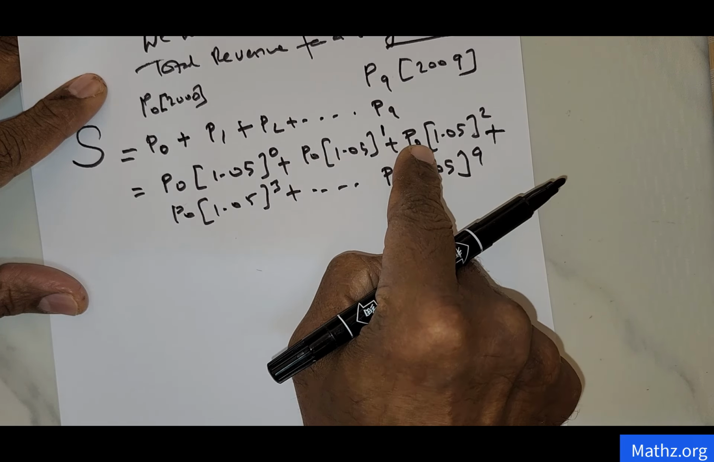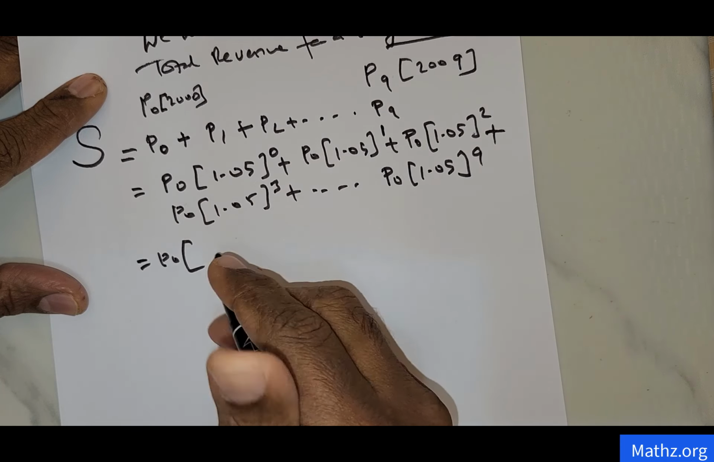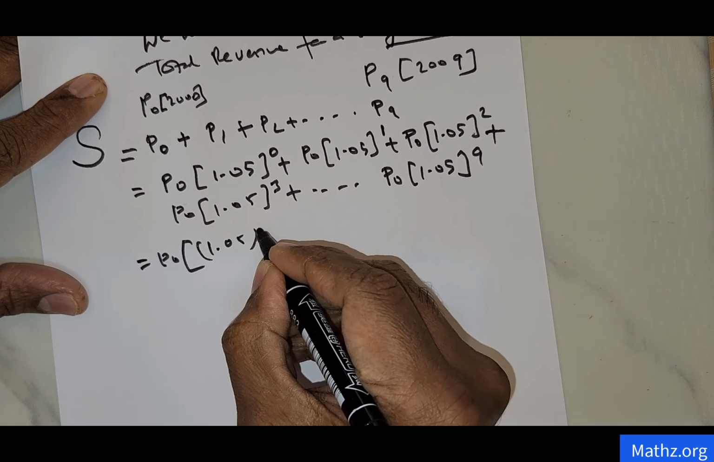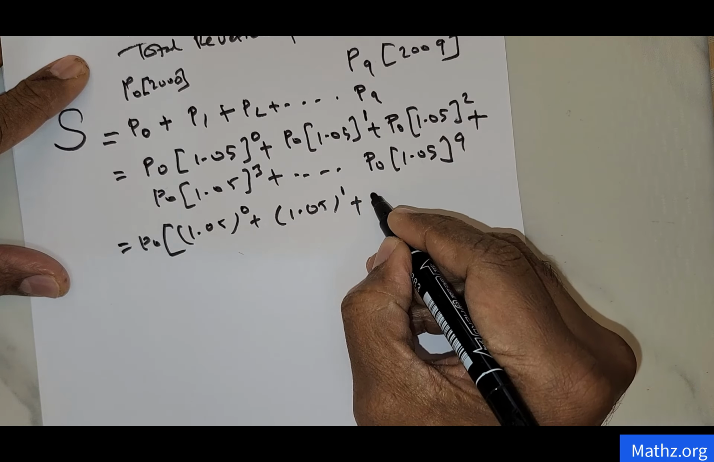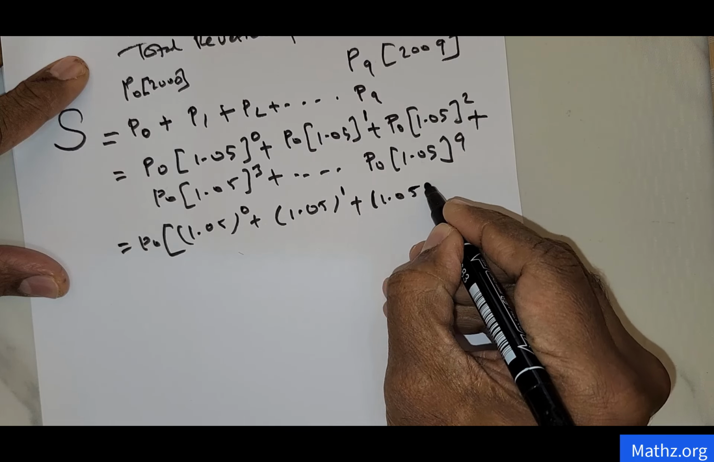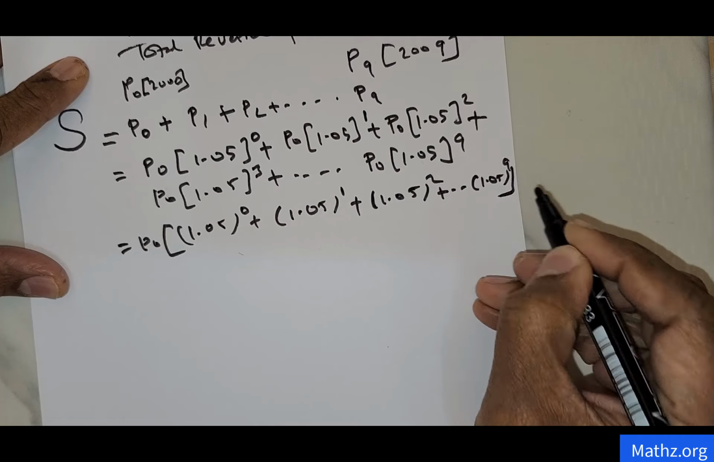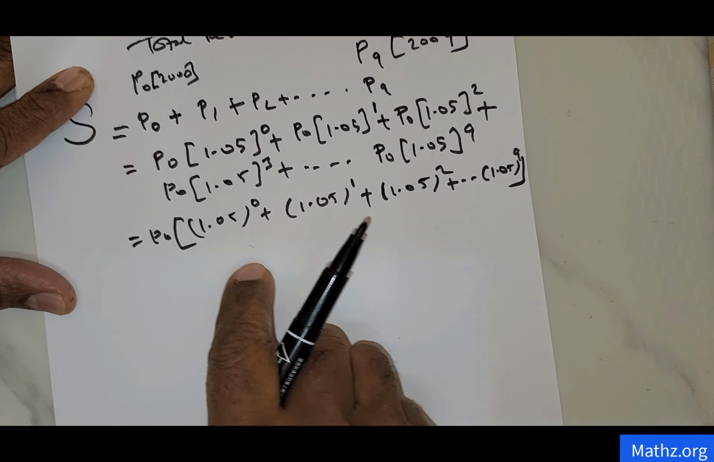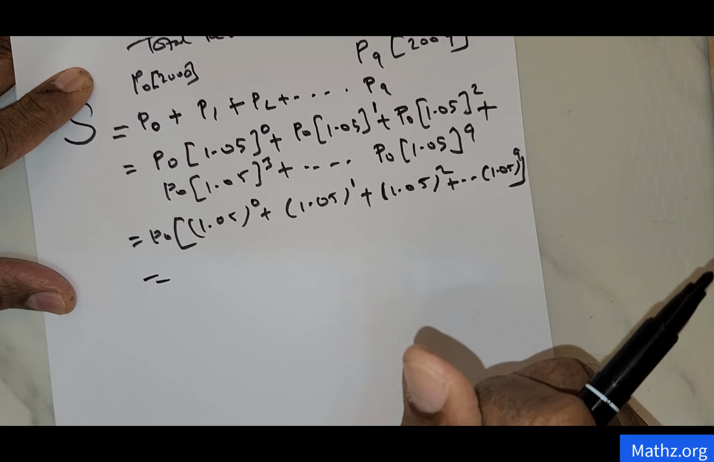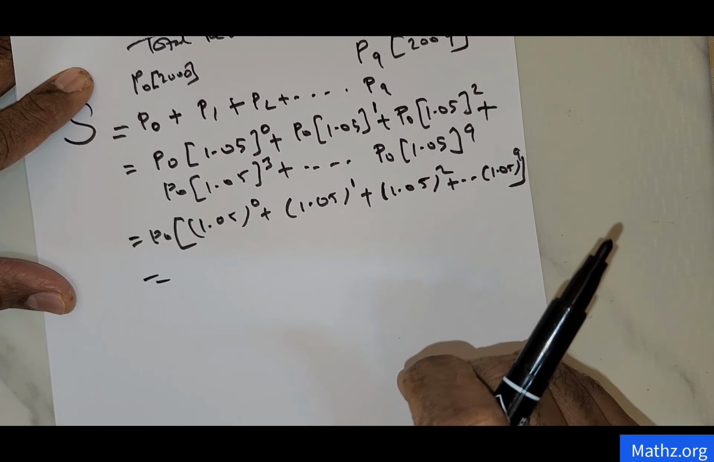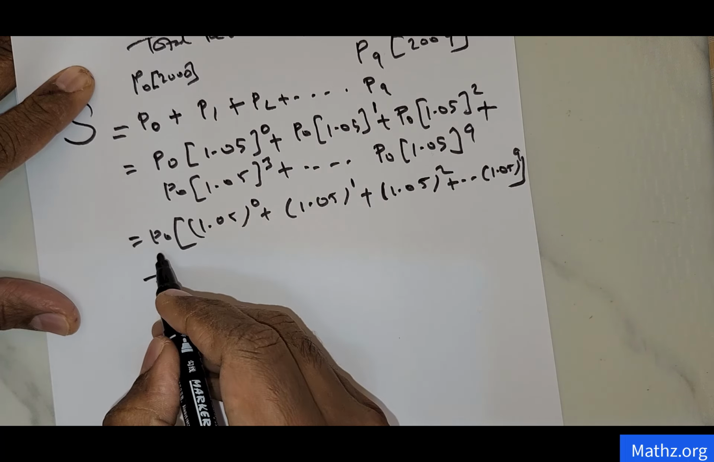Now clearly you see P0, P0, P0 occurring all the way. So you take P0 out and what do you get? You get 1.05 raised to the power of 0 plus 1.05 raised to the power of 1 plus 1.05 raised to the power of 2, etc., up to 1.05 raised to the power of 9. Now this is actually a geometric series. We can rewrite this in this fashion.